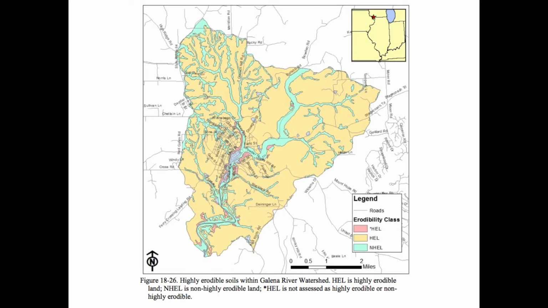The yellow area shown on this map represents highly erodible land. Erodibility calculations are based on the soil map, soil loss tolerance, and factors for water and wind erosion.